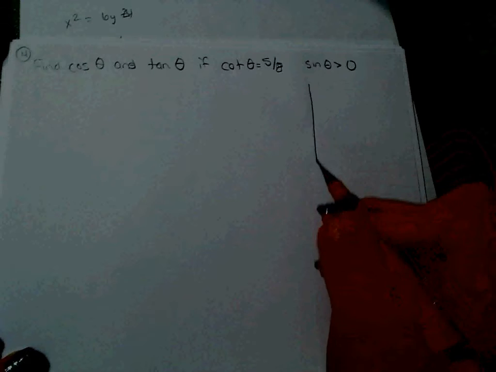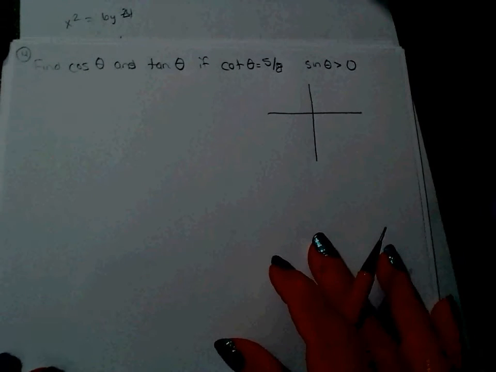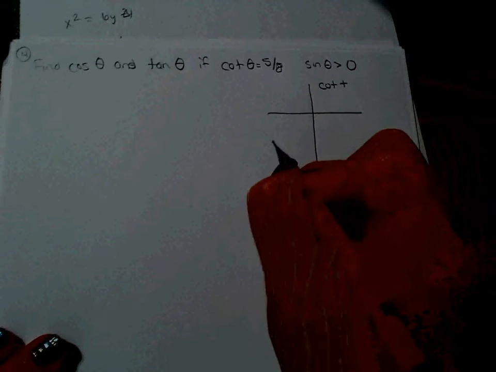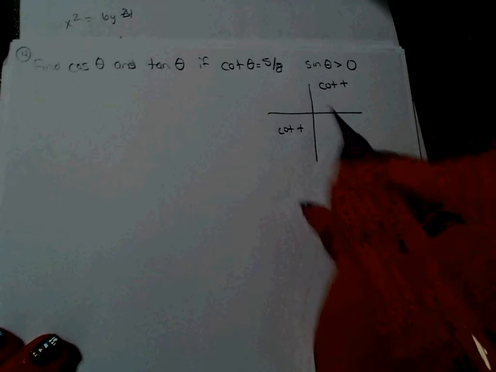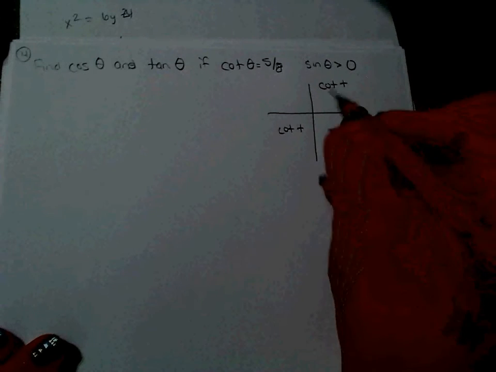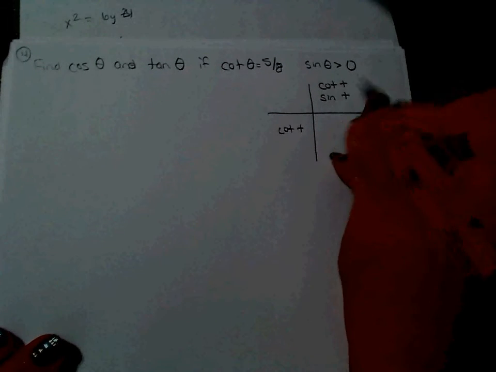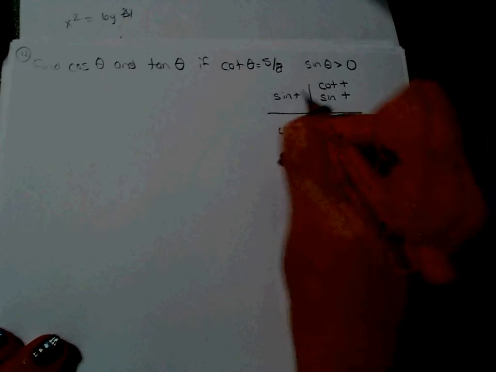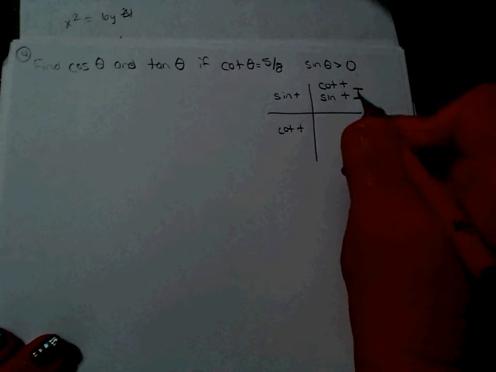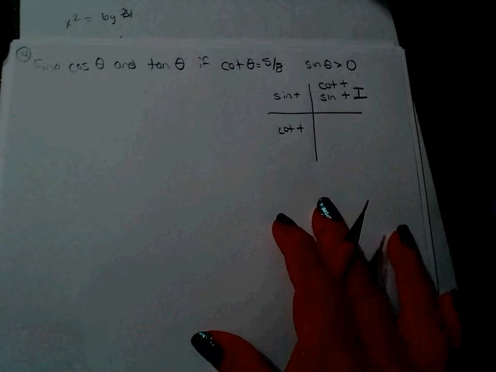I'm going to figure out which quadrant it's in. Cotangent is positive here and here. Sine is greater than 0. Well, sine is greater than 0 here and here. So the only place where both of them is true is quadrant 1. So again, this is going to be an easy problem. All 4 of them are going to be, all 6 are going to be positive.